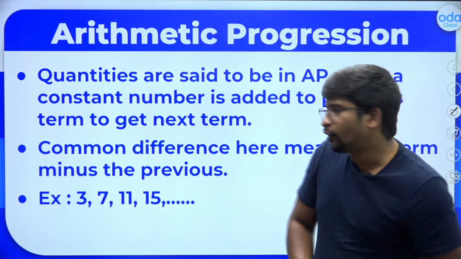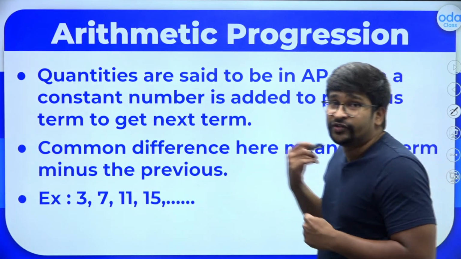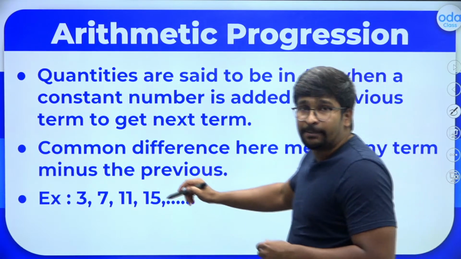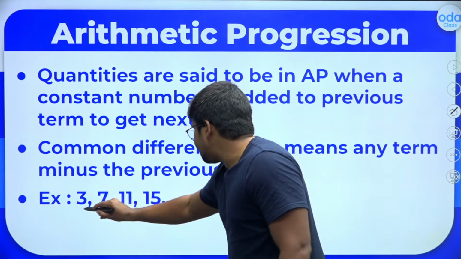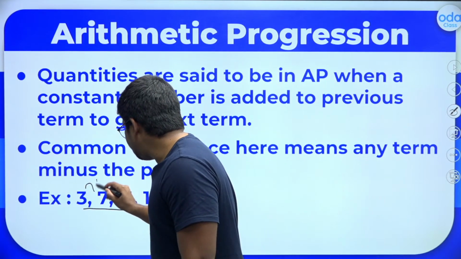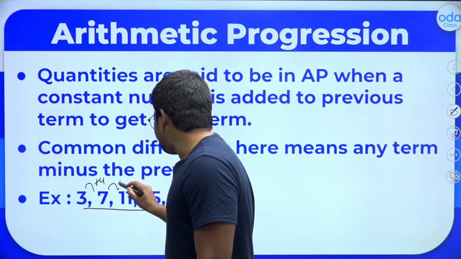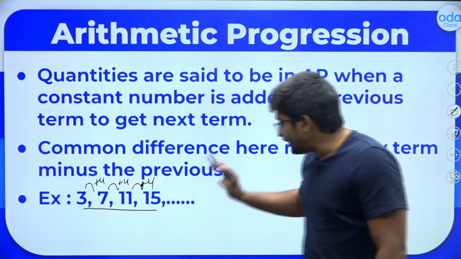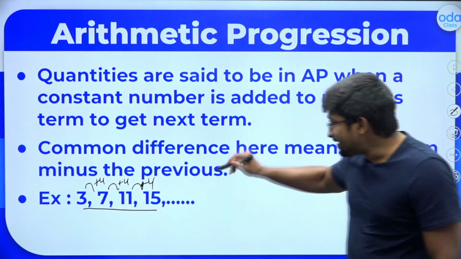Yes, it should follow a rule. Let's see what rule is followed by an arithmetic progression. Let's observe here. Consider the numbers 3, 7, 11, 15. So what is happening? 3 plus 4 is 7, 7 plus 4 is 11, 11 plus 4 is 15, correct? All are agreeing to this?